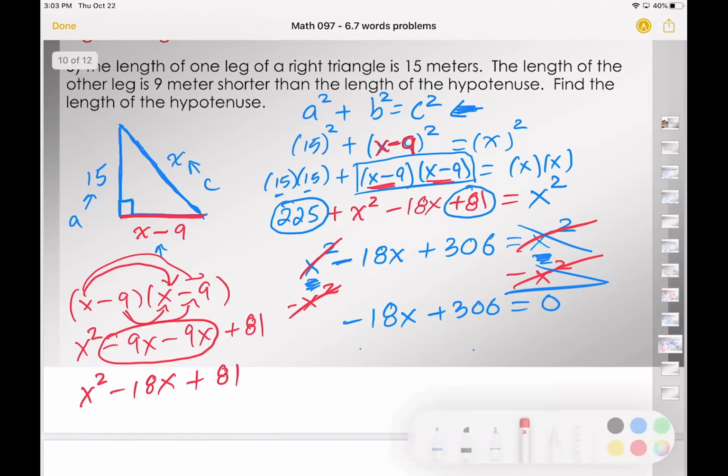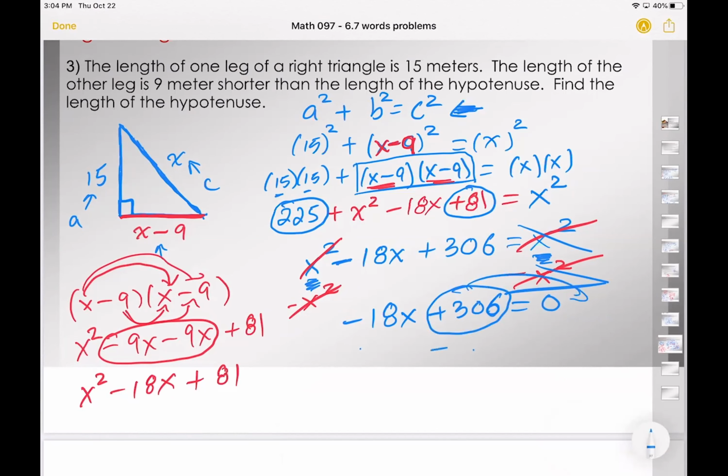And if there's no x squared, how can you solve for x? If there's no x squared, do you agree that I can just move this item to the side? If I move that item to that side, I need to subtract the 306. And what do I have? Well, do you agree that 0 minus 306 is negative 306? And how do you get rid of the 18? You divide by a negative 18, and this is your answer.